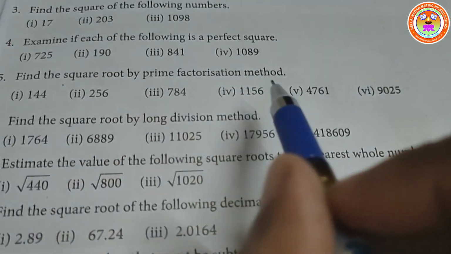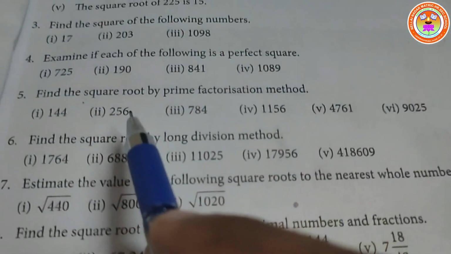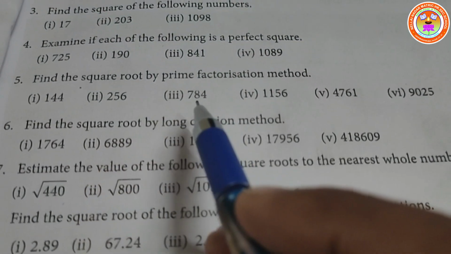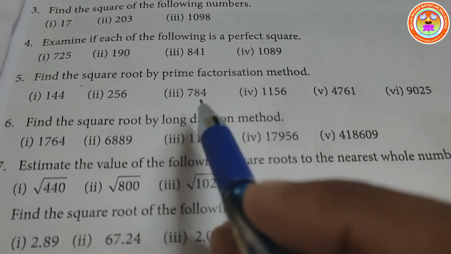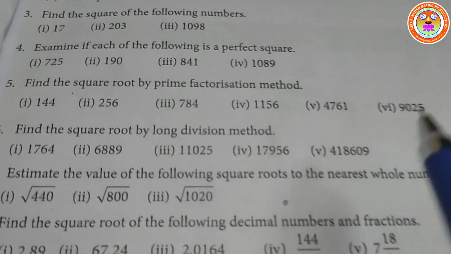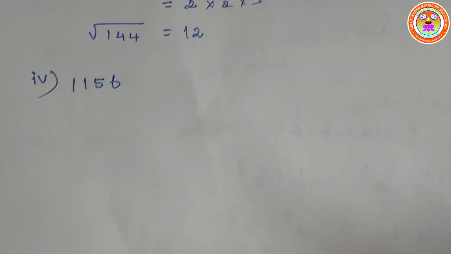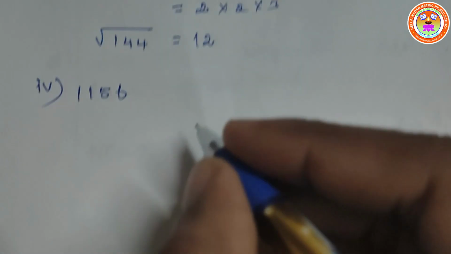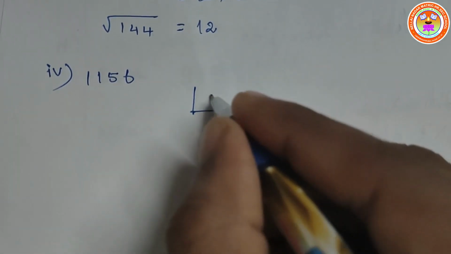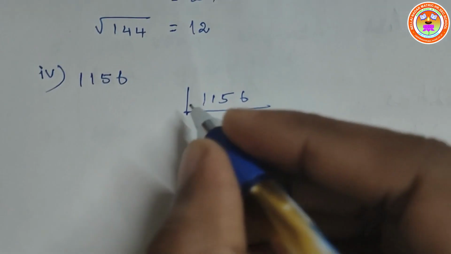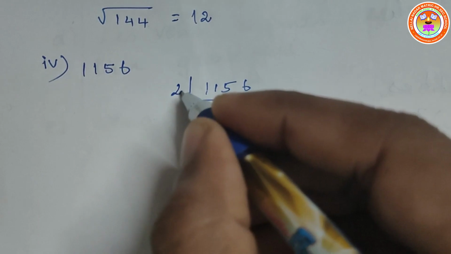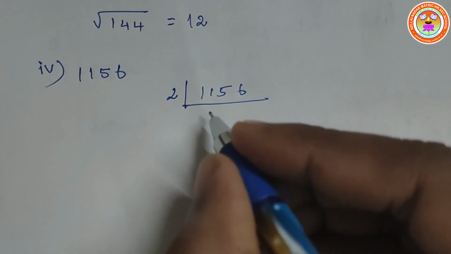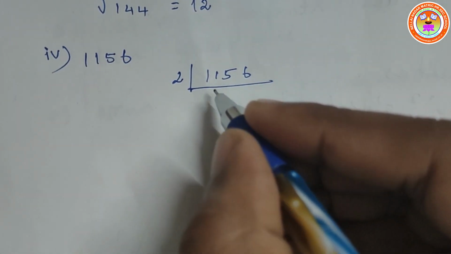The next two subdivisions, that is the second subdivision and third subdivision, 256 and 784, are homework for you. I will do the remaining 3 sums. The fourth subdivision is 1156. How to do the prime factorization? 1156. Take the smallest prime number, that is 2, and we will do the prime factorization.